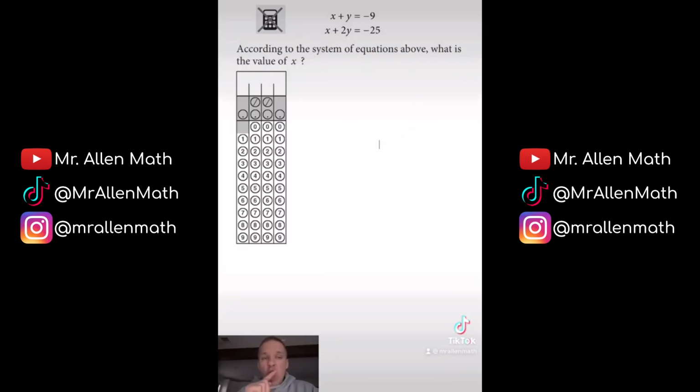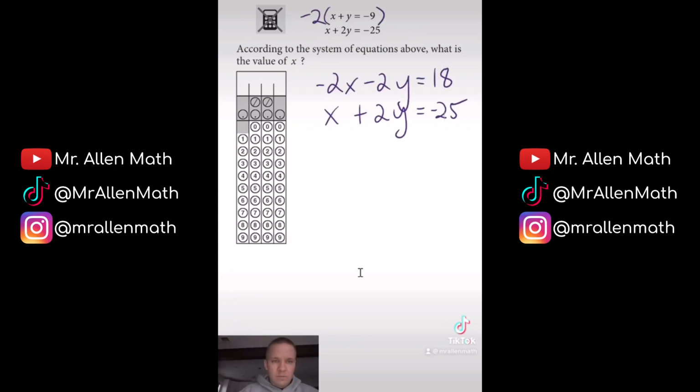Woo! According to the system of equations above, what is the value of x? Since I have x plus y equals a number, x plus 2y equals a number, I'm going to go ahead and use the elimination method, my personal favorite. I want to cancel out my y's, which will allow me to solve for x. I don't even need to plug back in like I normally would because it's only asking for x. So I'm going to start by multiplying this top equation by -2 so that my y's cancel.